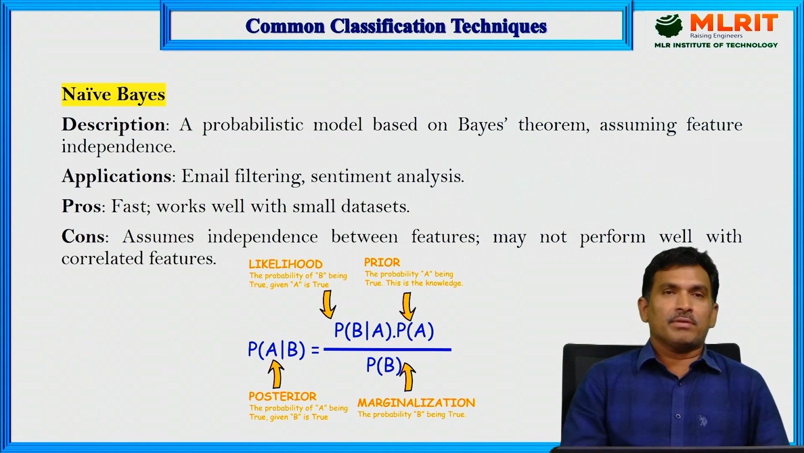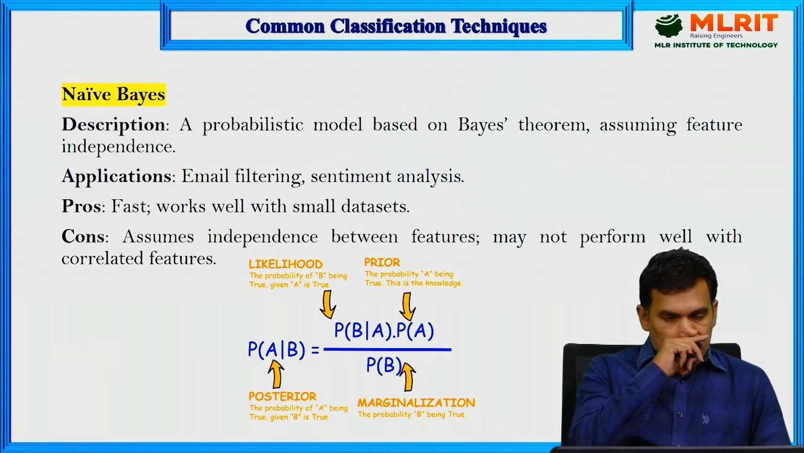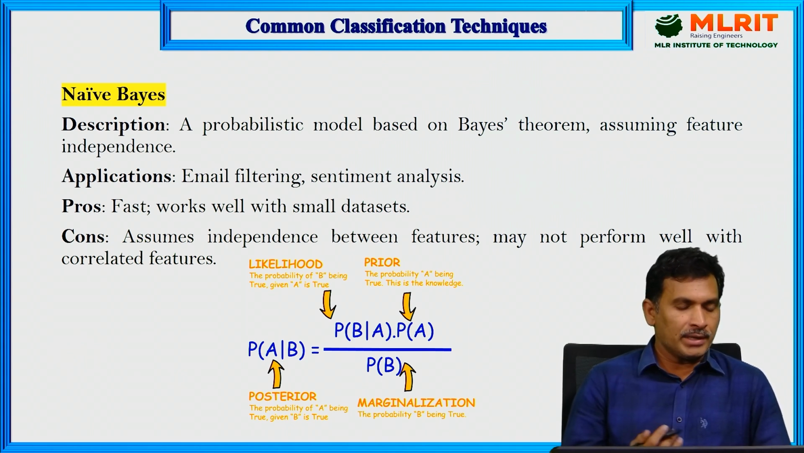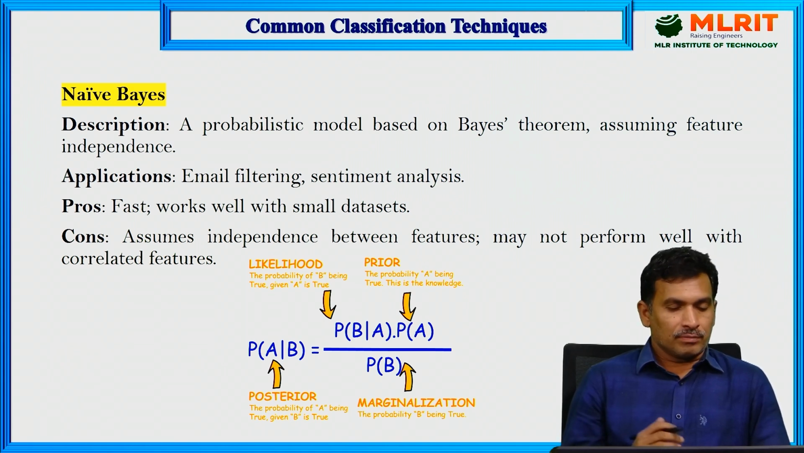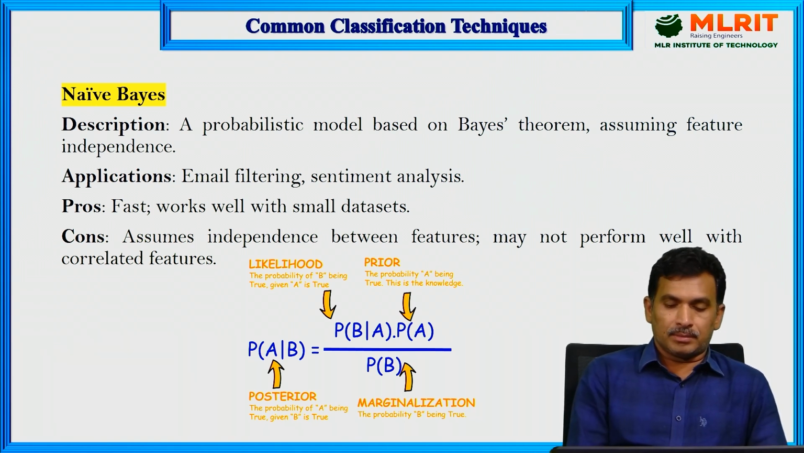Next one is naive Bayes. It is probabilistic, mainly based on conditional probability. It assumes feature independence, and the applications are mainly in email filtering and sentiment analysis. An advantage of naive Bayes is that it is very fast and works well with small data sets. The disadvantage is that it assumes independence between the features, so it may not perform well with correlated features.